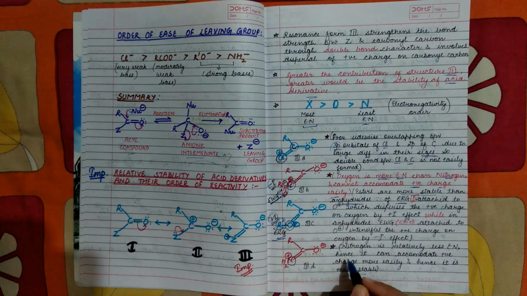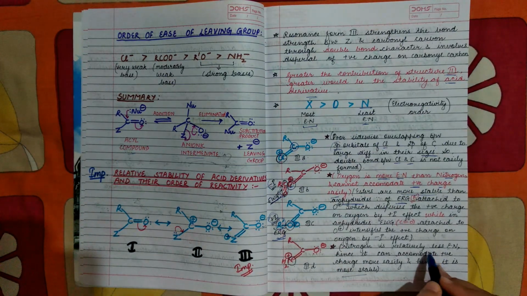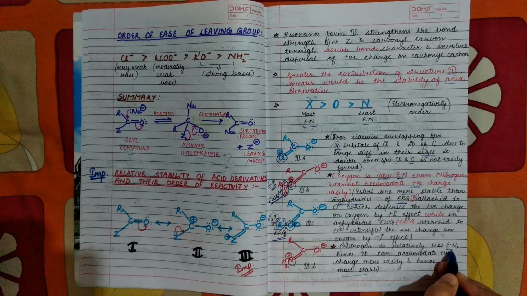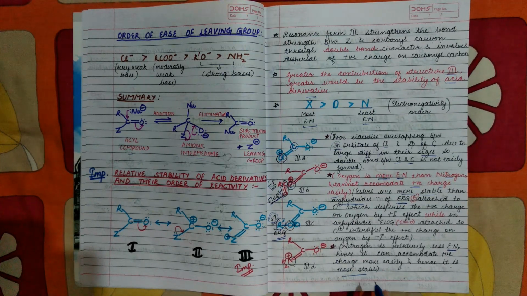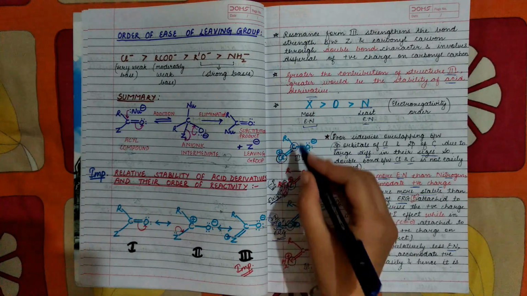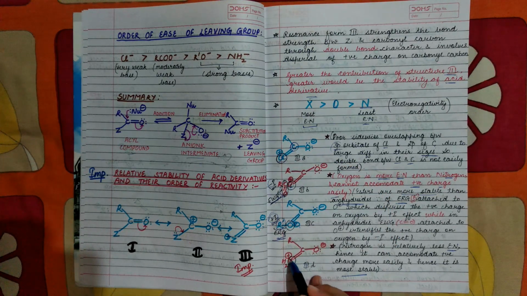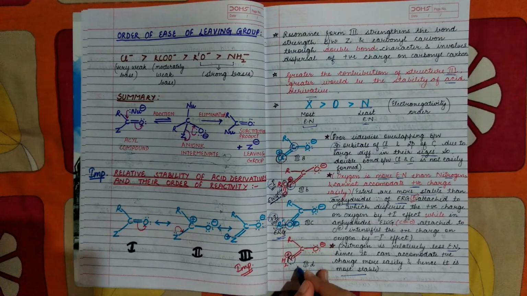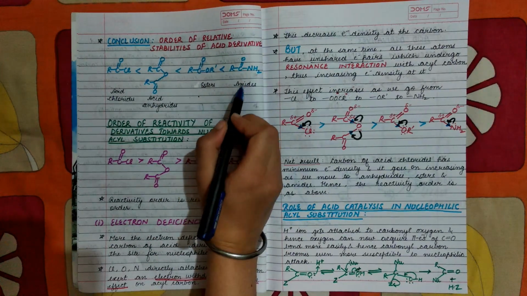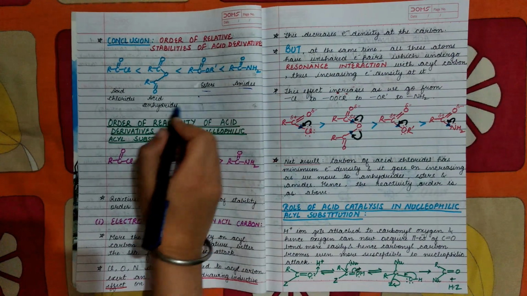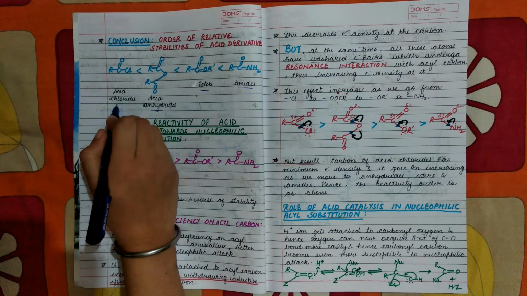Now let us come to nitrogen. Nitrogen is relatively less electronegative. As it is less electronegative, it can accommodate more positive charge, and hence it is more stable. It is in fact the most stable among these 4, because it attains positive charge, and hence this structure is more stable. So the order of relative stabilities is amides, then esters, then acid anhydrides, and then acid chlorides.